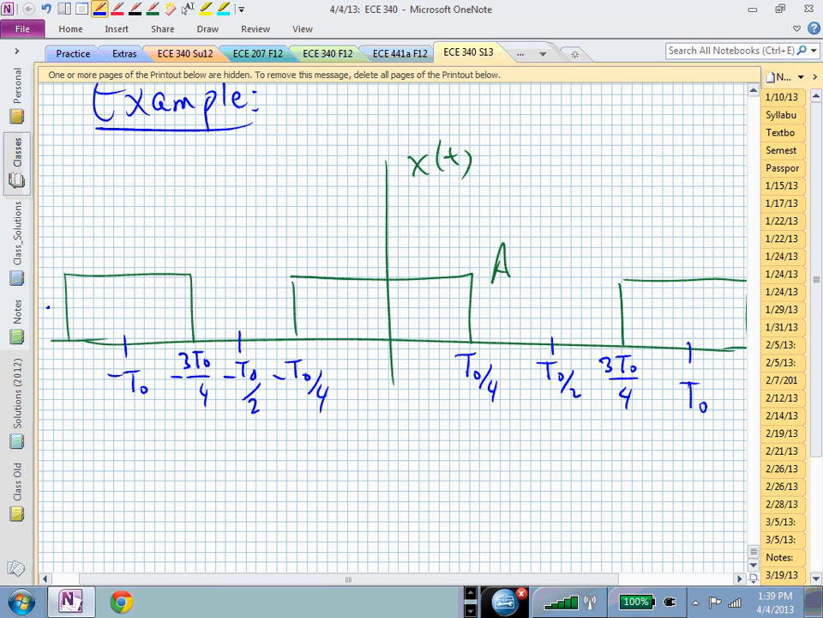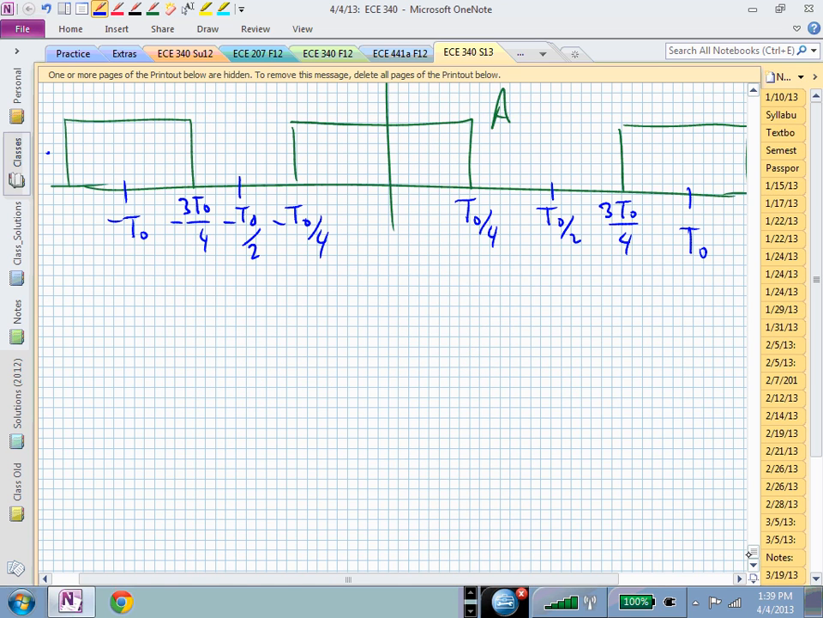And in fact, it's only on half the time, right? So I hope you can kind of guess what the average value is going to be: A over 2. Let's just see if that's what it is. From our formula, let's just make sure that our formula is correct. We said that a sub 0 is 1 over T naught integral over T naught of x of t dt.